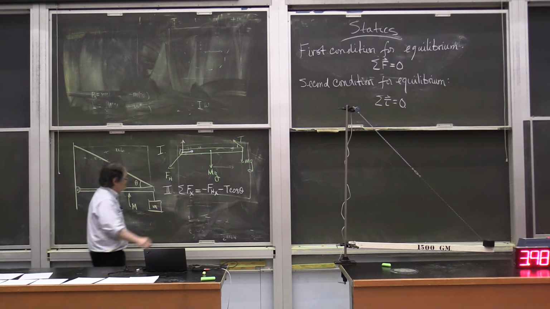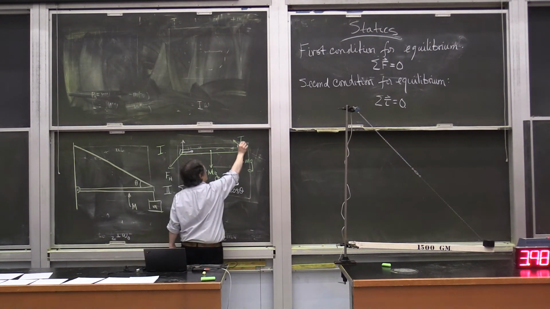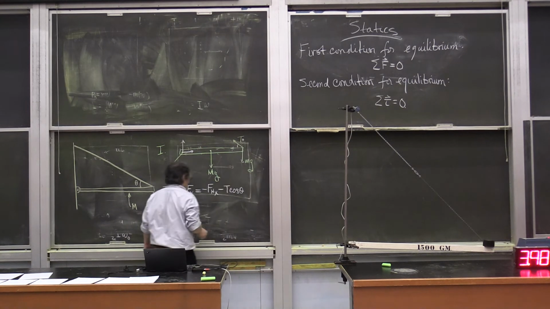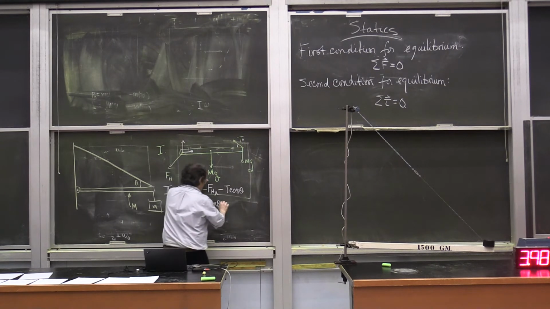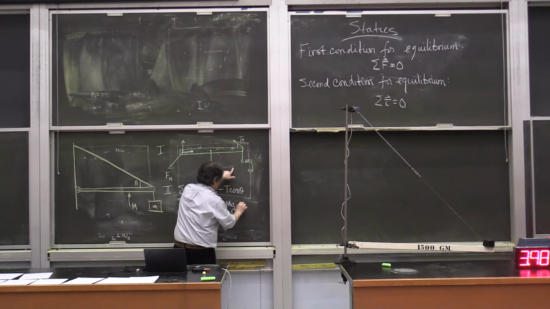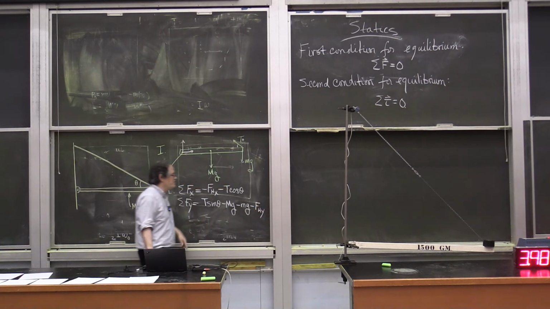Then I sum the forces along the y direction. I get the vertical component of T. That will be T sine theta. I'll get Mg pointing down, little mg pointing down, and the y component of FH pointing down.